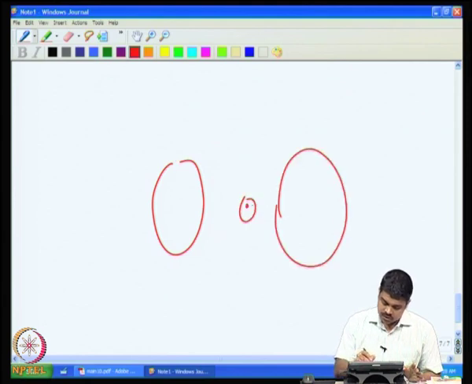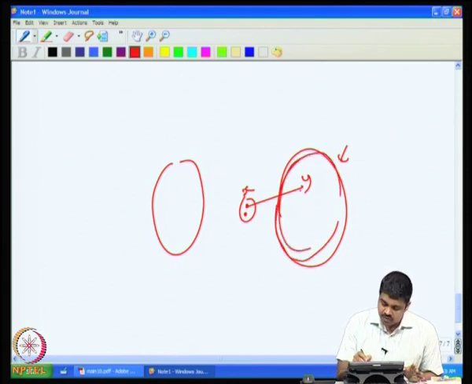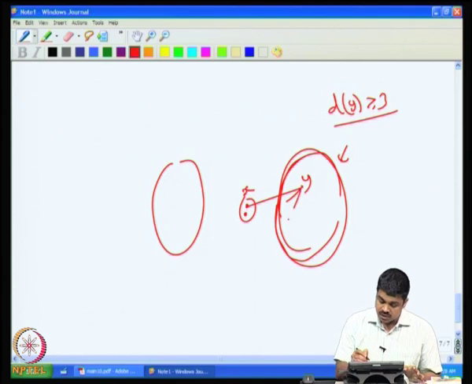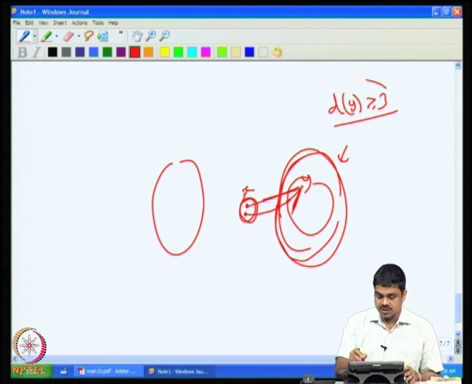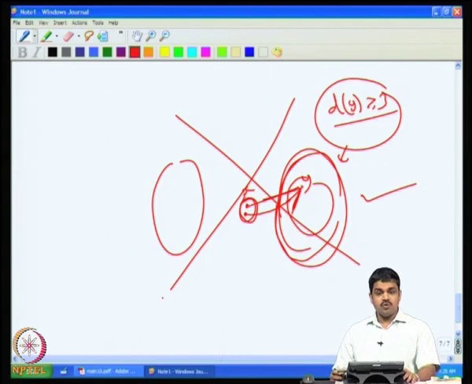So we have some 2-separator here. One of them is x, the other is y, and y is the only thing on this side. But we also know that d of y has to be greater than or equal to 3. Where are the 3 edges? They should go out of this. One can go here, the other can go here, but where will the third go? There are only two vertices here, nothing else. So that leads to a contradiction to this assumption, and so it's not possible.